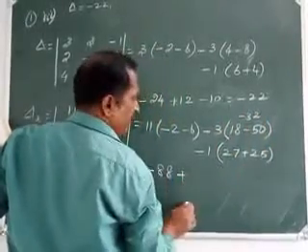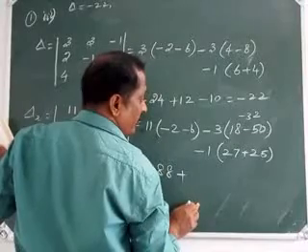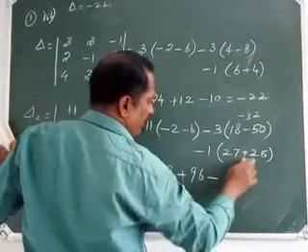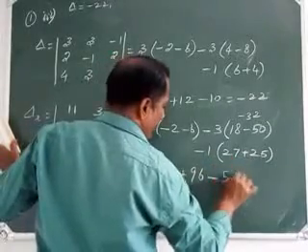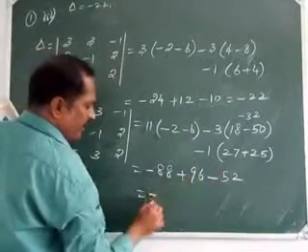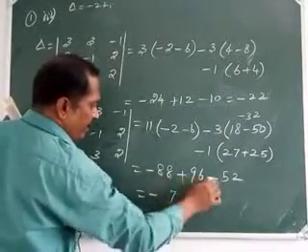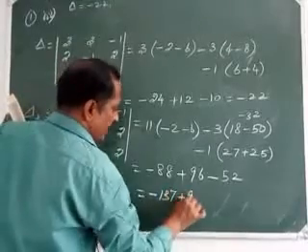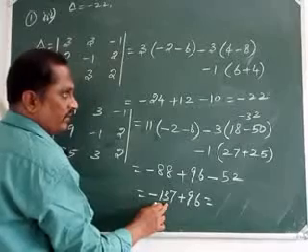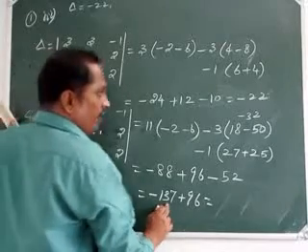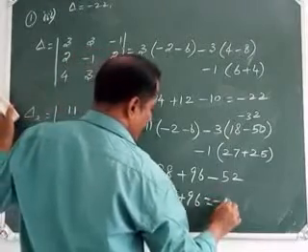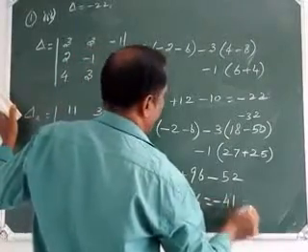Minus into minus plus 32. 2 3s are 6, 3 3s are 9, 96, and then minus 52, so which is equal to 96 minus negative 137 plus 96, which is equal to 37 plus 1 4, 441, minus 41.